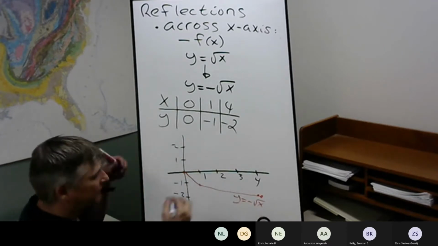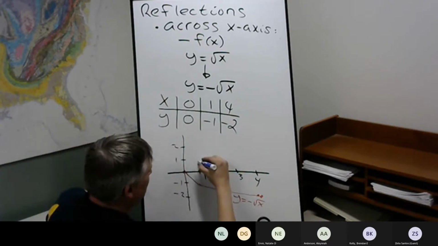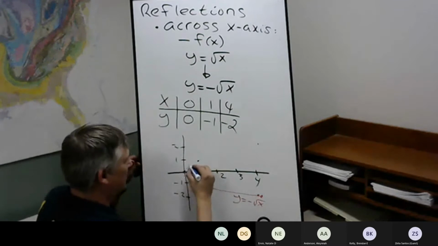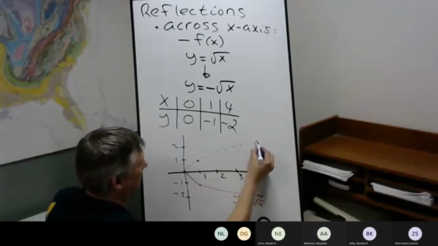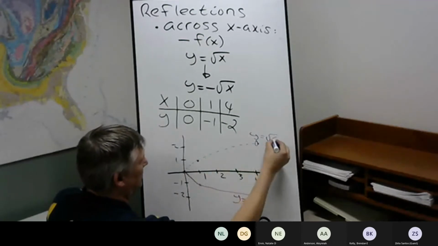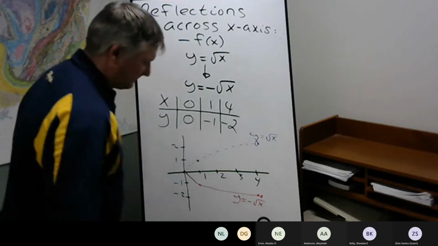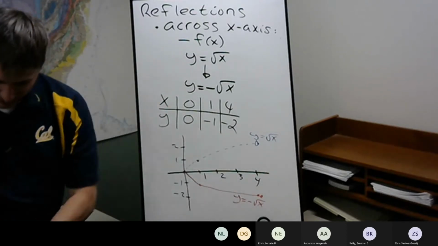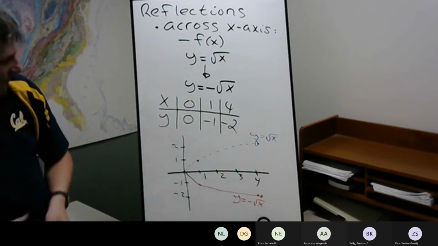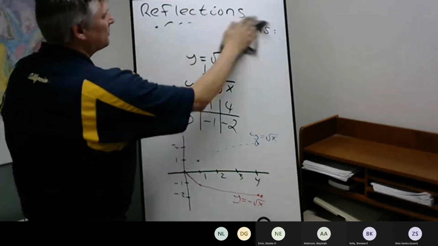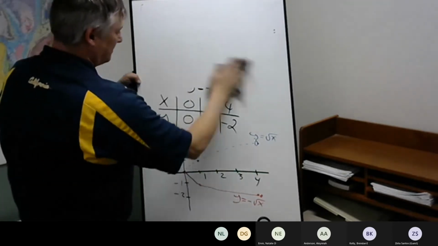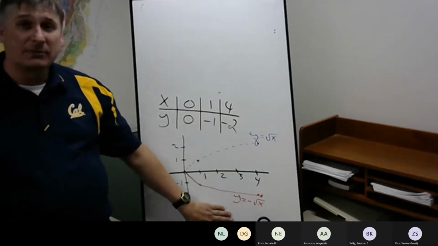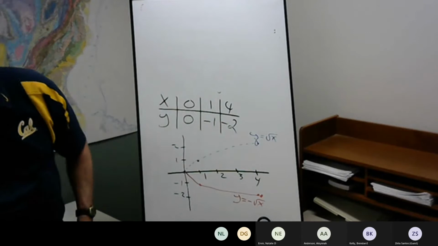And then for y equals square root of x, so we've got that. So the result is that we just take y equals square root of x and we flip it over the x-axis.